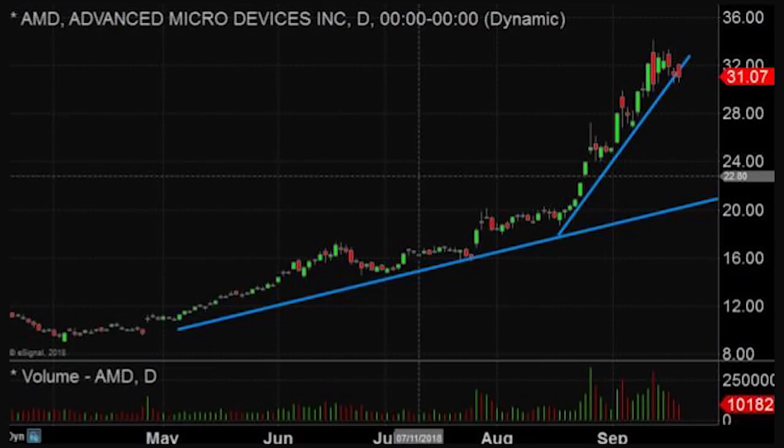So the first one is AMD. Those of you familiar with the stock know it's a technology chip maker. It's in a strong uptrend. You can see it was in a nice uptrend working its way up from $10 to $15, and that uptrend accelerated recently from $20 and started to get steeper, moving into the 30 area where it consolidated.